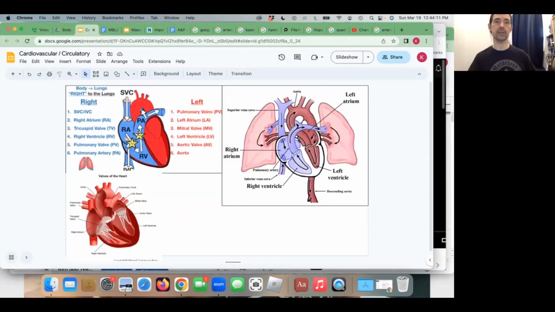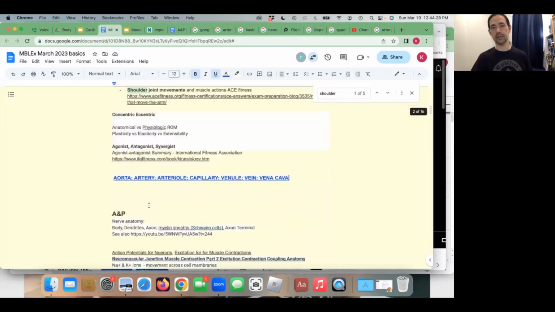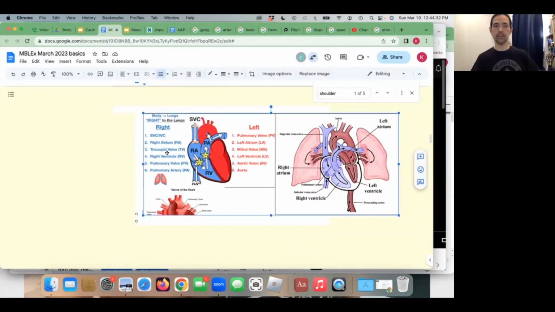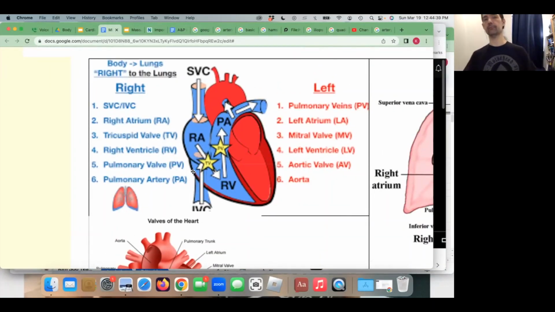I may need to enlarge this for you guys. If I do, of course, it's no problem. But I want you guys to go through this blood flow on the right and the left side of the heart every day because it's summarized very nicely. In fact, I think I put it in your MBLEx daily. Yeah, here it is. When you look at this, you can enlarge it, you can blow it up, and that'll make it crystal clear.